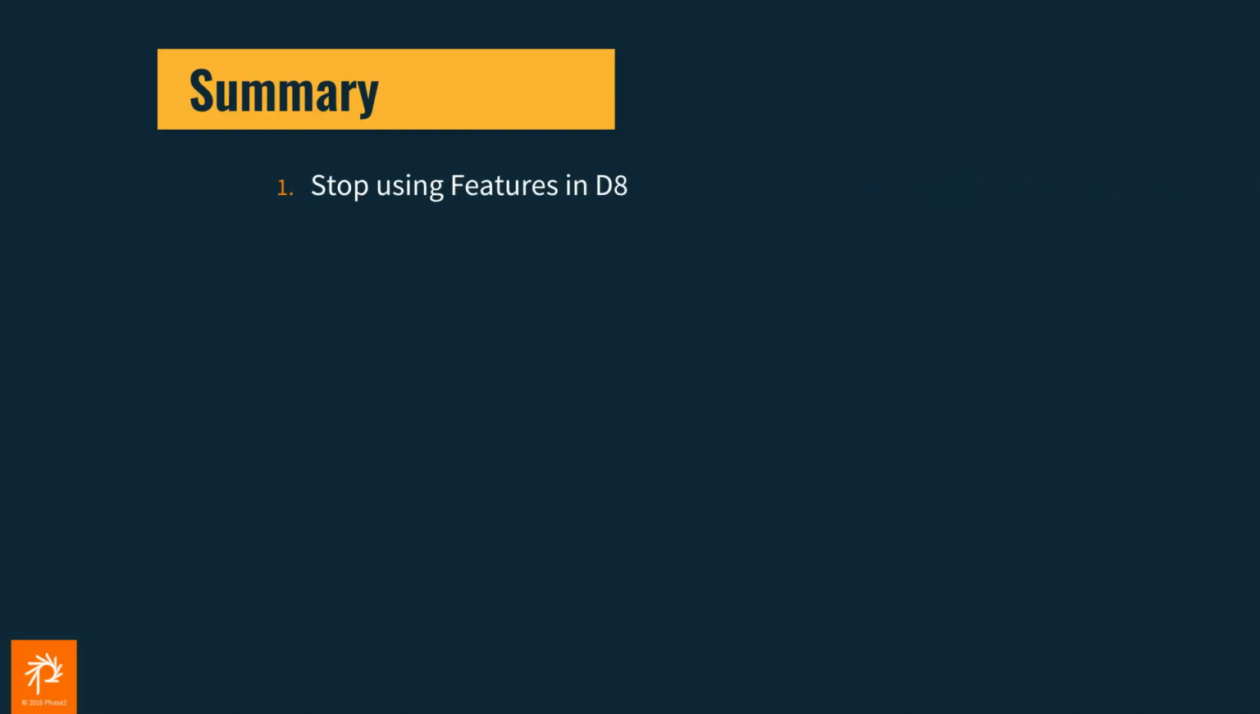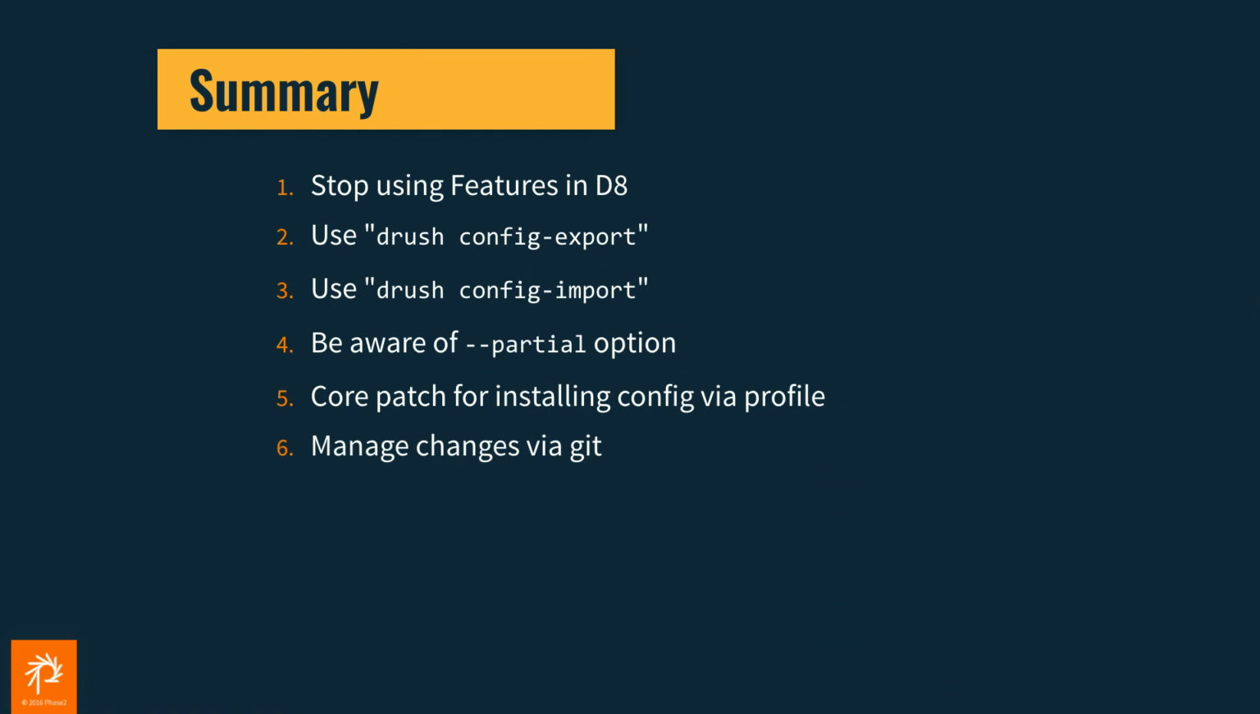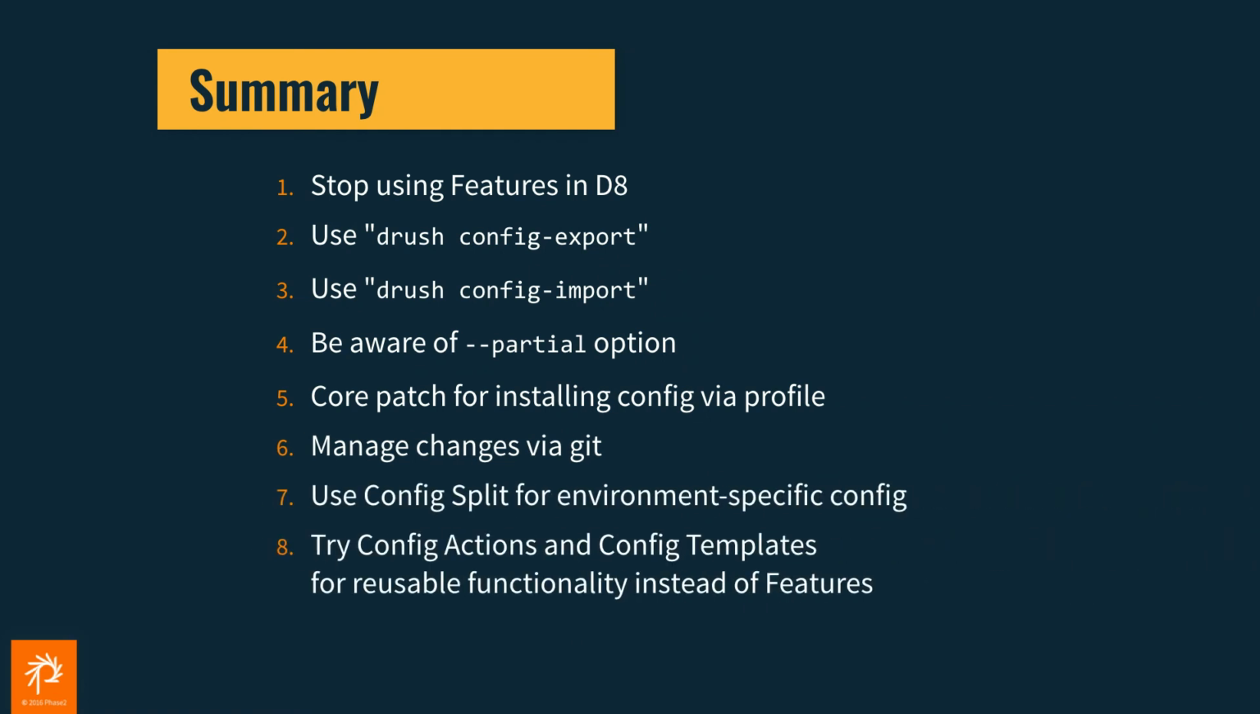So to summarize really quick, stop using features, do config import and config export, stop using partial, use the core patch for installing configs from profiles, use Git, use config split. The slides are actually already uploaded, and there'll be a video, and use config actions.